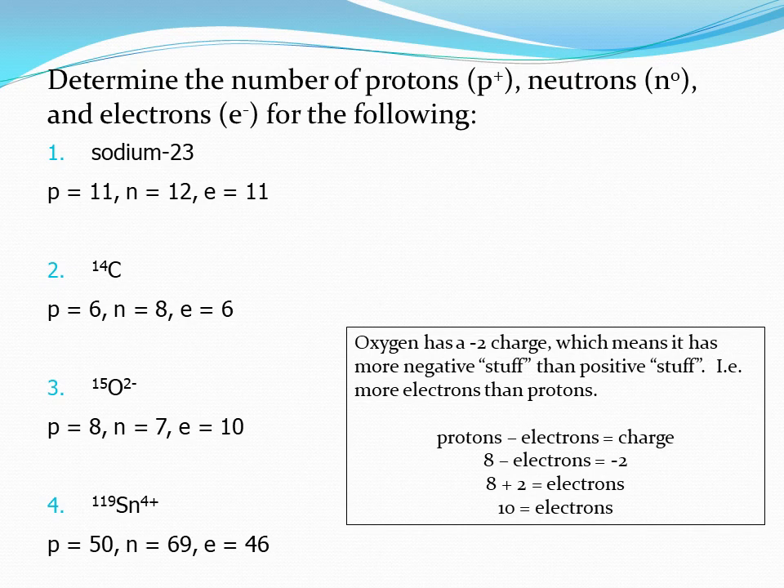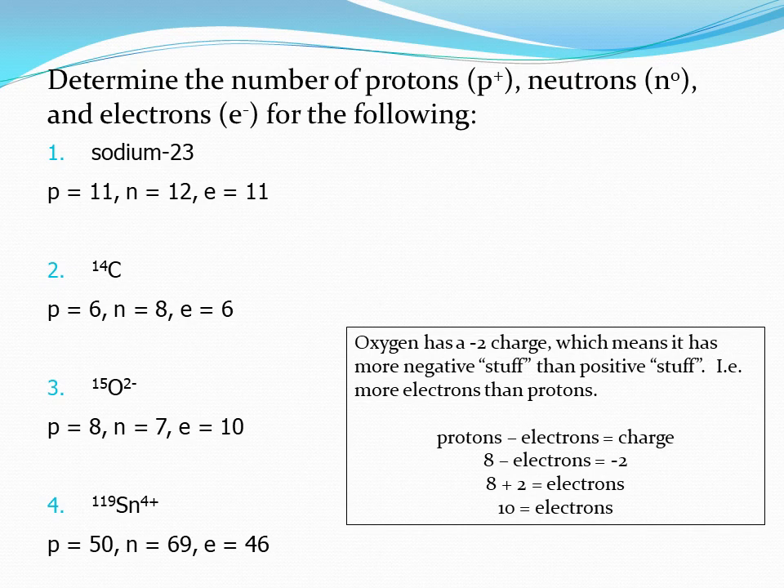So the same can be said for tin, Sn. So we have tin 119 with a 4+ charge. From the periodic table, you can find out that the atomic number is 50, and therefore you have 50 protons. You can determine number of neutrons from the mass number, subtract the protons from the mass number, so 119 minus 50, and I believe that's 69.